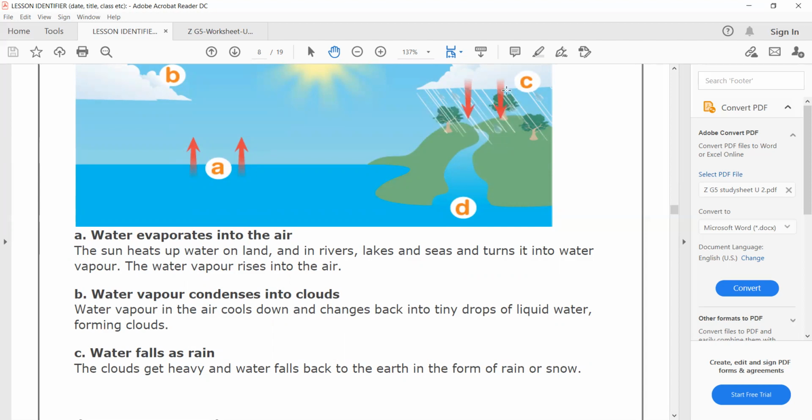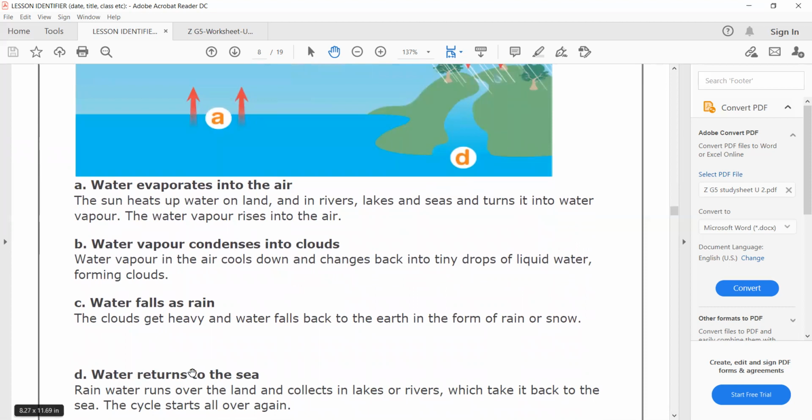The final process, water returns to the sea. Rain water runs over the land and collects in lakes or rivers, which take it back to the sea. The cycle starts over again and again. Like the River Nile: the water that comes from Ethiopia is collected in the River Nile, and the River Nile pours this water into the Mediterranean Sea, where it returns back to the sea to evaporate again and repeat the water cycle.